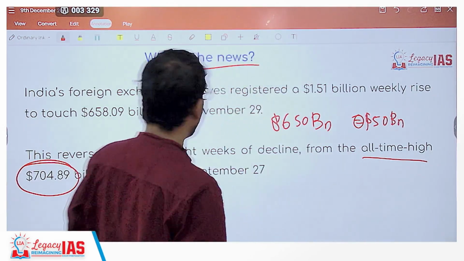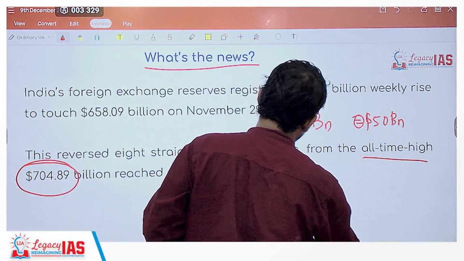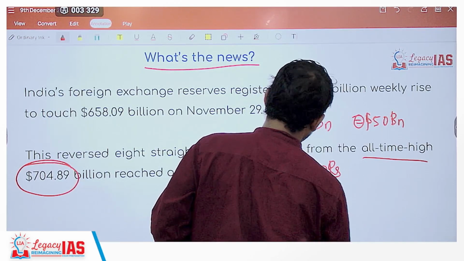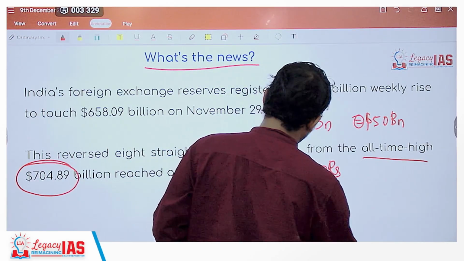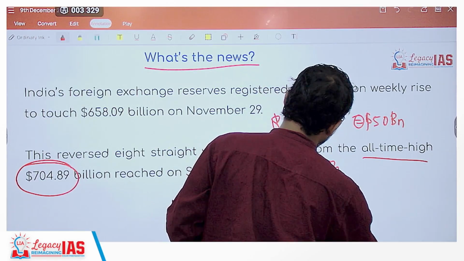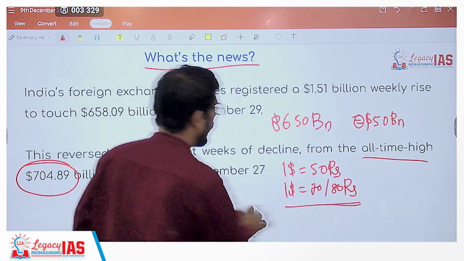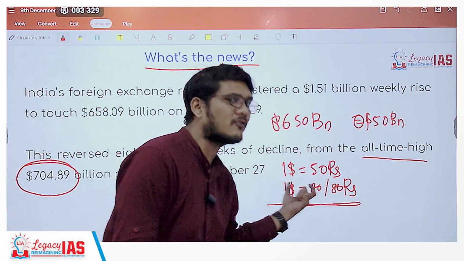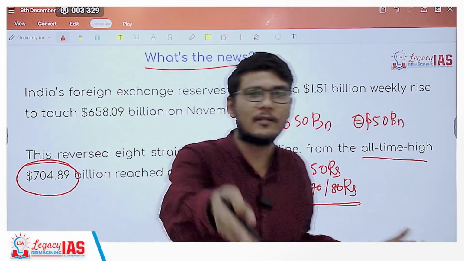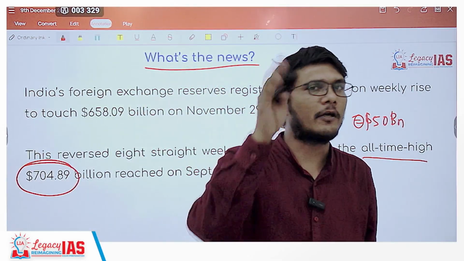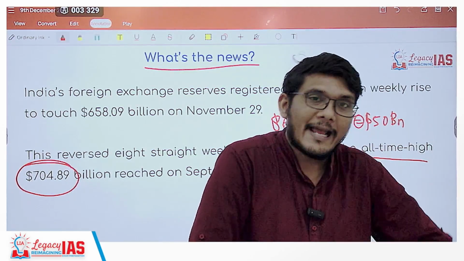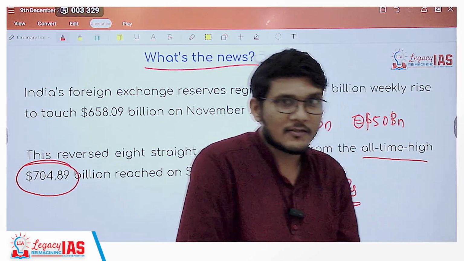Free fall against the dollar means, let's say $1 is equal to 50 rupees and then in a short period of time this $1 becomes 70 or 80. The value of the rupee is going down against the dollar. Is this what is going to happen in the coming future? That was the question. So we'll analyze that, and let's get started with the analysis.